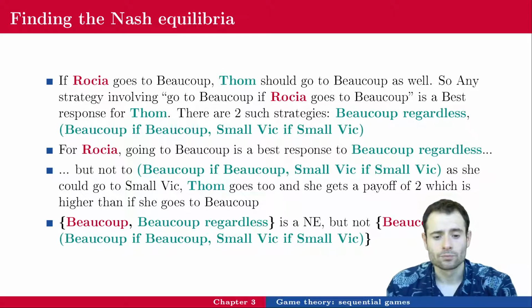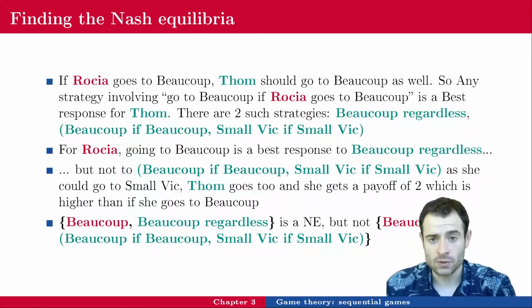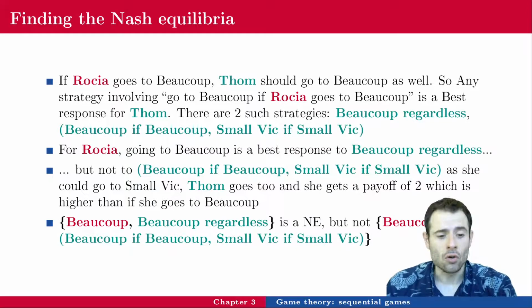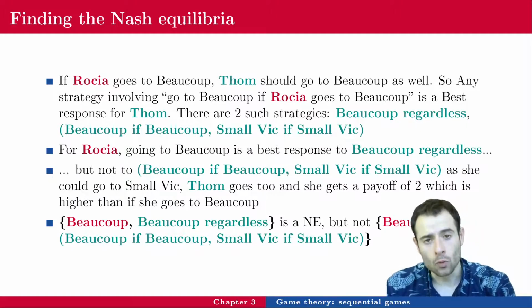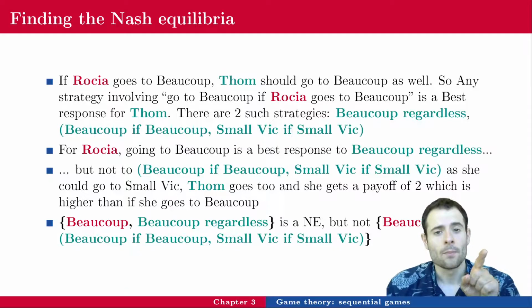So, summarizing these statements, if Rosia goes to Boku, Tom going to Boku regardless is the best response. And if Tom goes to Boku no matter what, Rosia wants to go to Boku. So, the profile of strategies Boku regardless is going to be a Nash equilibrium. We checked best response in both directions.